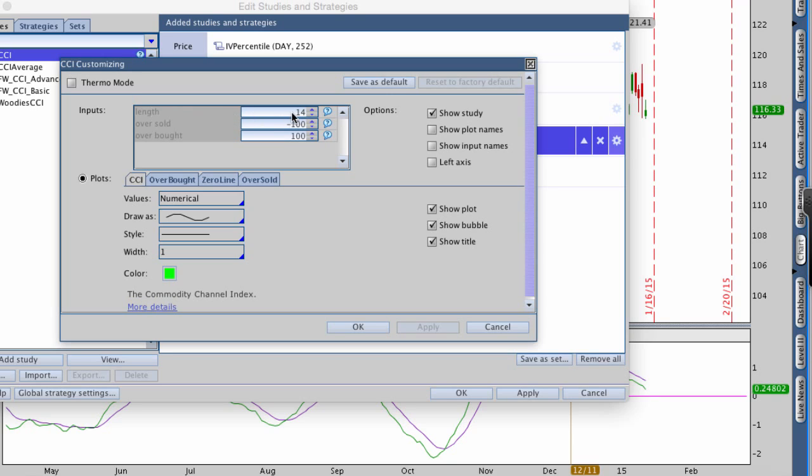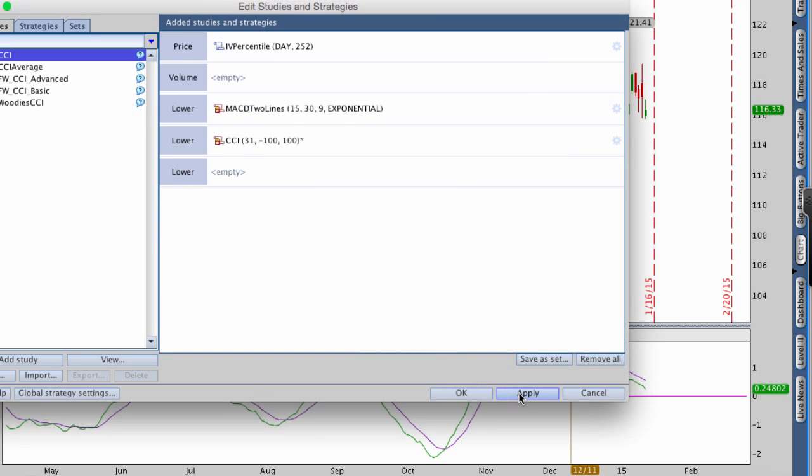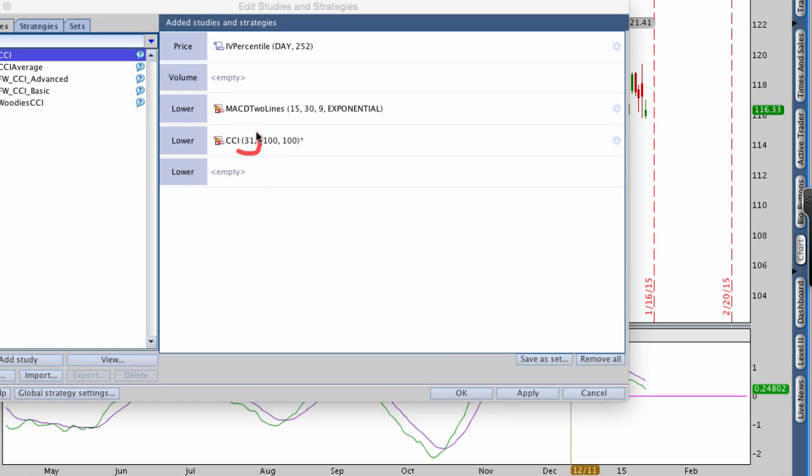The length of CCI is similar to MACD in that it judges time frames in the past. It's currently set at 14, and we're going to widen this out to 31. And what that does by widening it out to 31 is just takes in more data and gives us a smoother transition. So if you have a 14-day setting on your CCI, you're going to get a lot of signals because it's based on data going back and forth about 14 days.